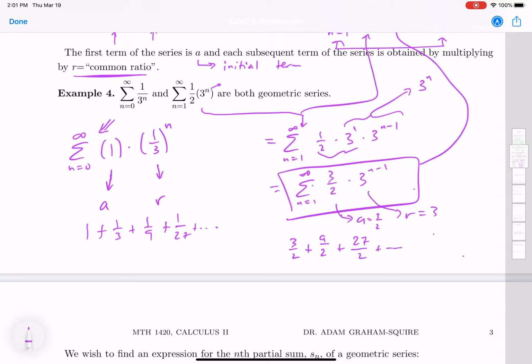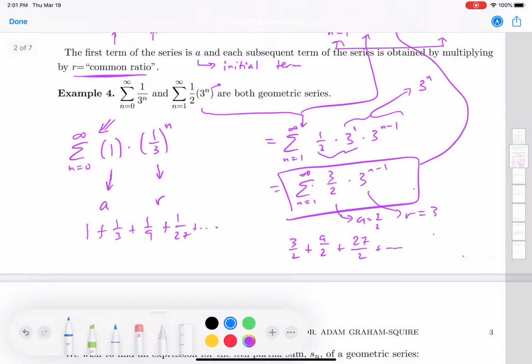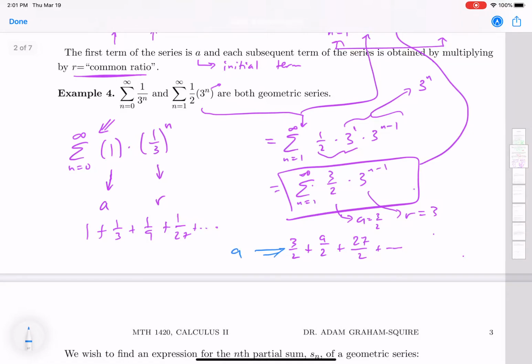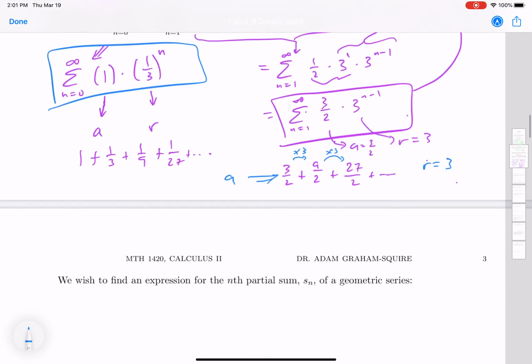And then I say, oh, look, my first term, that one right there, is 3 halves. I call that A. And then when I go from here to here, I'm multiplying by 3, and from here to here, I'm multiplying by 3. So my common ratio is 3. If you just start writing out the terms, you can often figure out what the A and the R are without necessarily fiddling around with putting it in the exact correct form. We'll stop there.